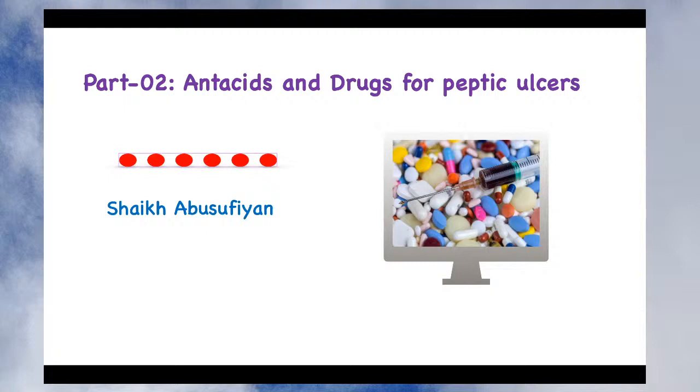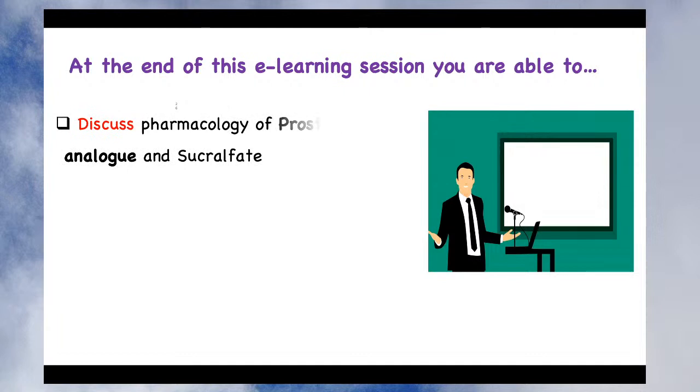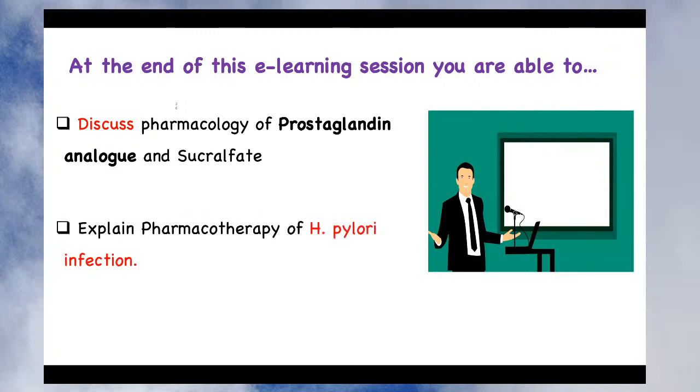Today we'll study part 2 of antacids and drugs for peptic ulcer. At the end of this e-learning session, you will be able to discuss the pharmacology of prostaglandin analogs and sucralfate, and explain the pharmacotherapy of H. pylori infection. In the last lecture we studied H2 antagonists like ranitidine and cimetidine, and also proton pump inhibitors. In today's lecture we'll study these three categories of drugs.